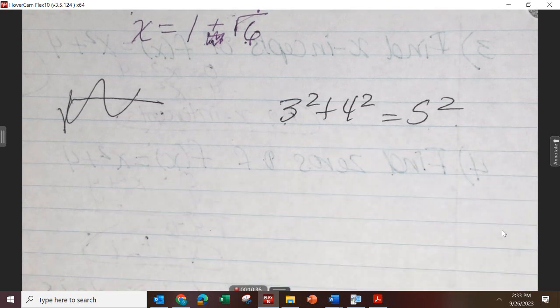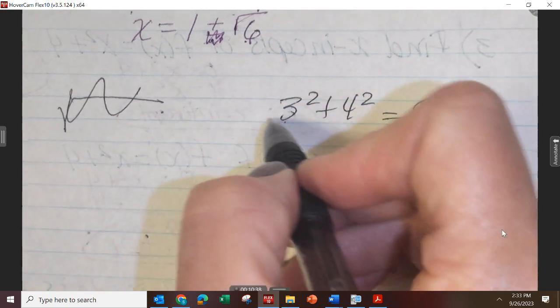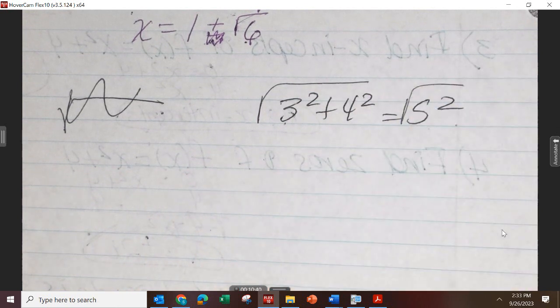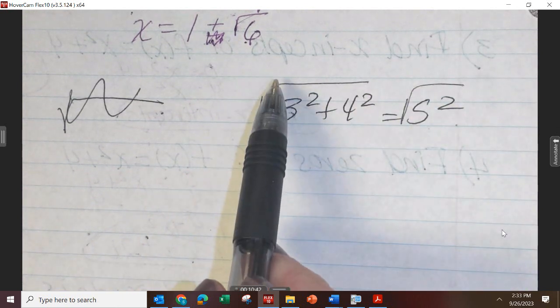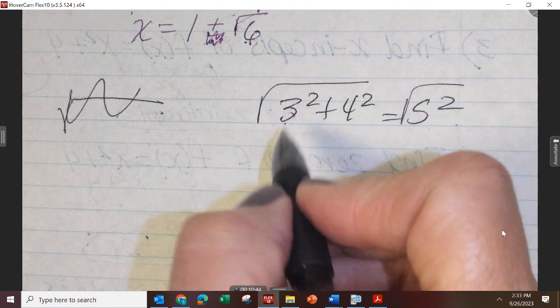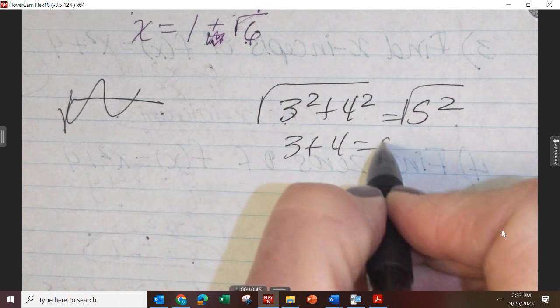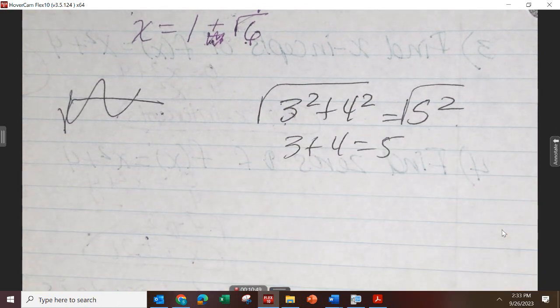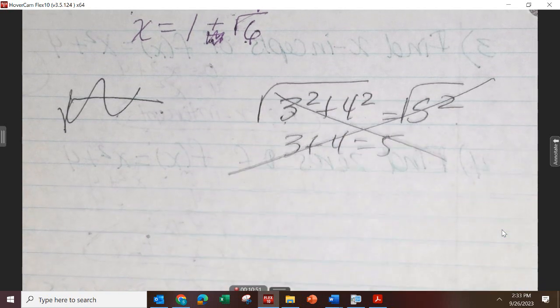Good. So what you're saying I could do then is that I could just take the square root of this and the square root of this, and it's going to be true. If I were to do what you were saying, I would get 3 plus 4 equals 5. Is that a true statement? No. So we're not allowed to do that.